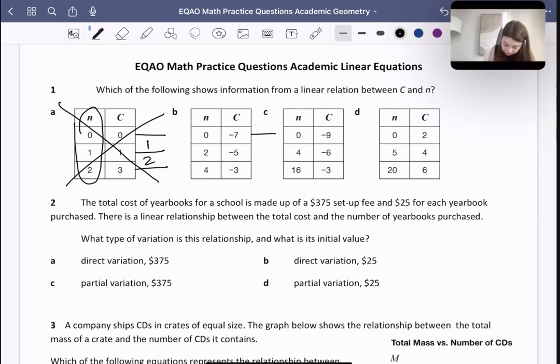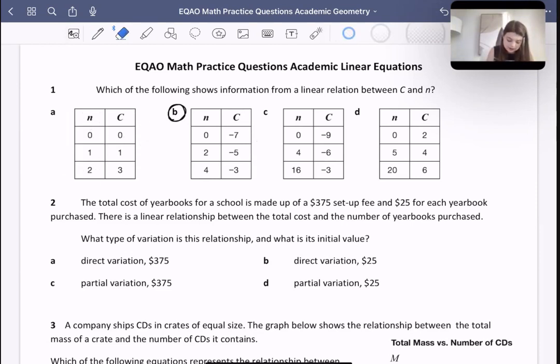And what are the first differences here? Well, let's see. We have 2 and then 2 again, right? 5 minus negative 7 would be 2, and negative 3 minus negative 5 is also 2. So this is the answer, so I'm going to circle B, and we can move on.